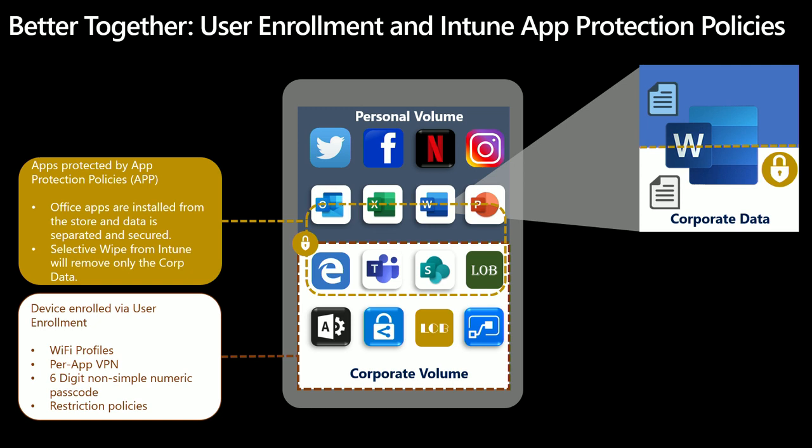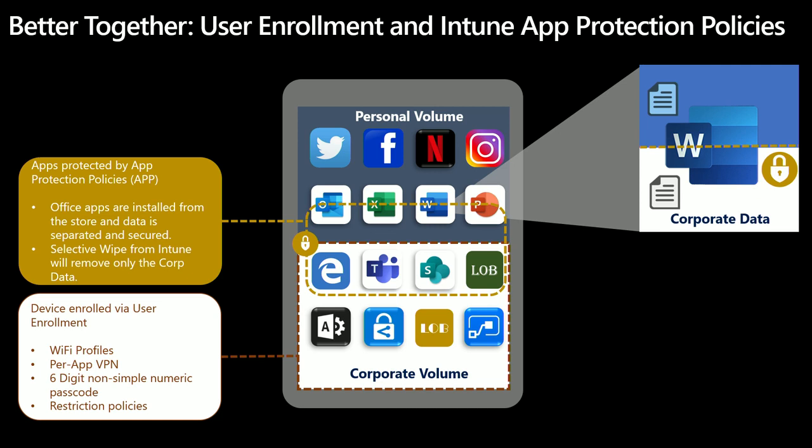Meanwhile, in the corporate volume, you can push the apps that are very much more corporate focused, work focused. If you want Edge with per app VPN, you can push it into that volume. If you want to use Teams, you can, SharePoint, or even line of business apps. It really gives you the flexibility to protect with app protection policies, while also taking advantage of all that great functionality that was built with user enrollment.